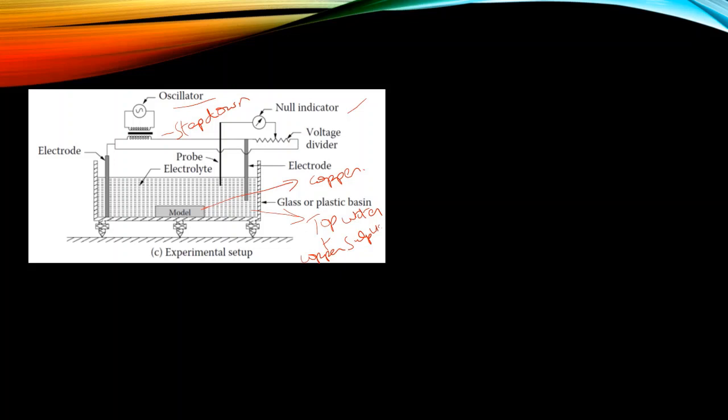What are the primary conditions? The voltage given is about 50 to 100 volt, and the frequency: you are supplying AC current only, AC current of low frequency.